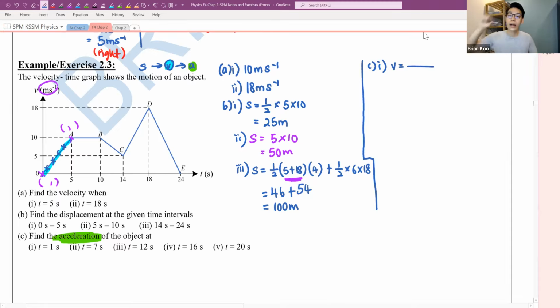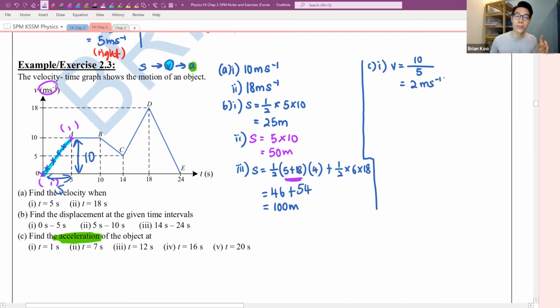And then what is the y distance? Y distance is 10. What is the x distance? 5. So just 10 over 5, y distance over x distance. Don't flip it around. Y first, remember. The vertical one first, over the horizontal one. So that's 2 meters per second.